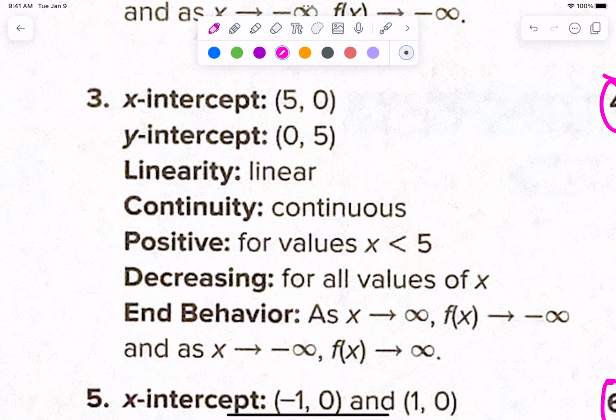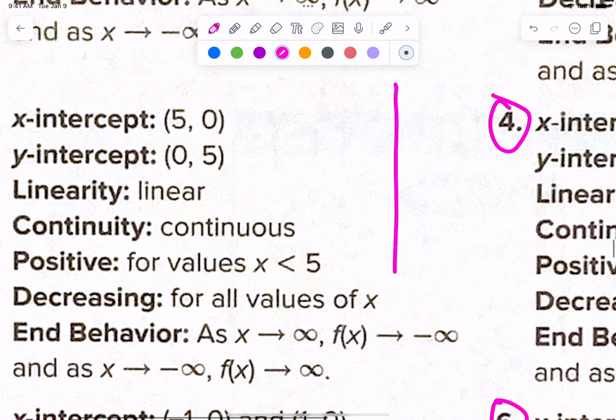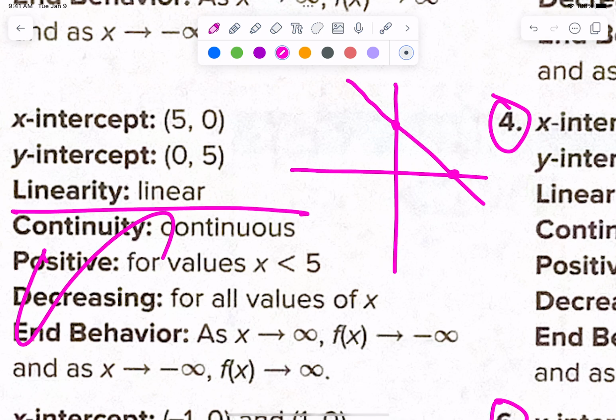Okay, this has a lot of information up there, and most of which you don't need after the first three things. After the first three pieces of information, you can pretty well ignore the rest of it. The x-intercept is 5 over here. The y-intercept is 5. If I know he's a linear function, he looks like this, so I don't even have to read any of this stuff.